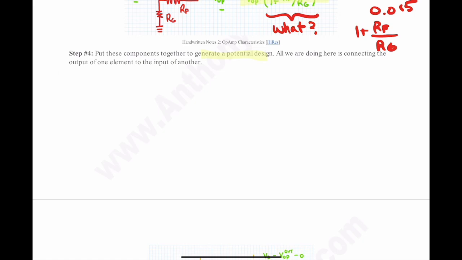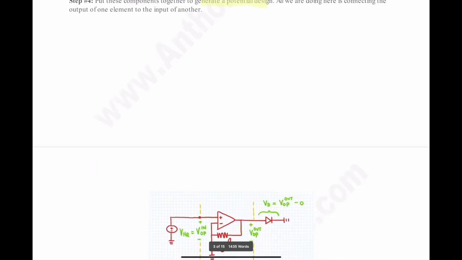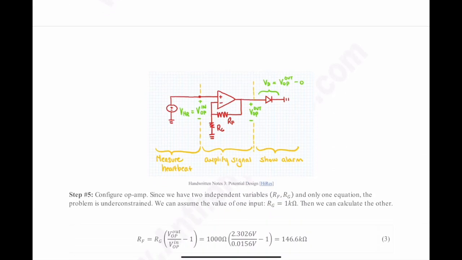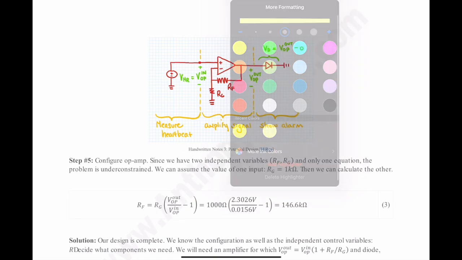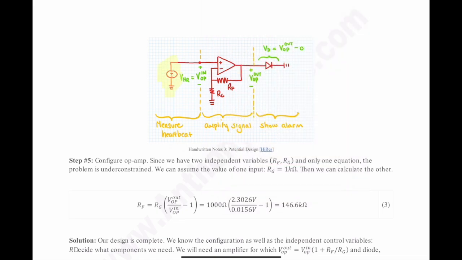All we're going to do here is connect the output of one element to the input of another, and we've already been given the transfer functions for these components. And this is the way that I'm going to represent it as a circuit. We see that there's three parts. We have the sensor, which I'm going to represent simply as a voltage source. Then we have our inverting amplifier, which is going to provide the gain and amplify the signal. And then we have the LED connected to the output of the amplifier.